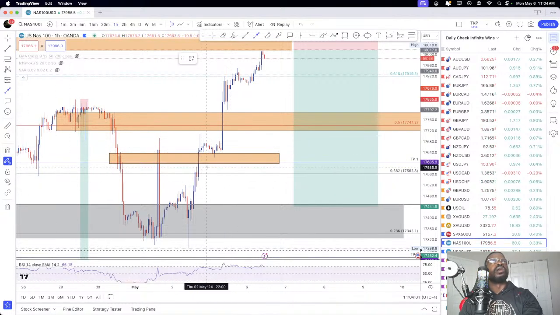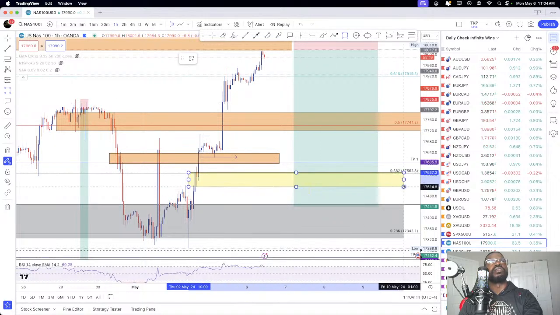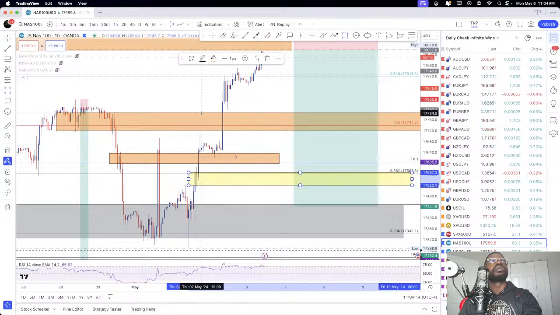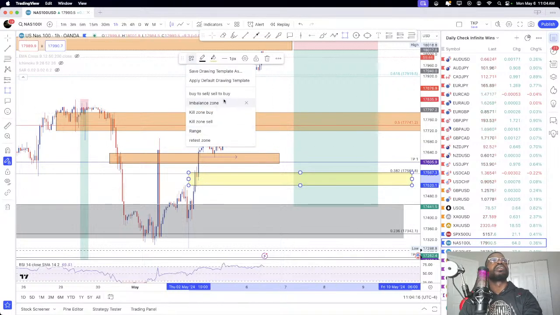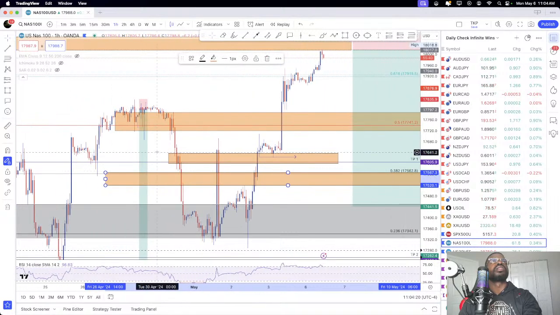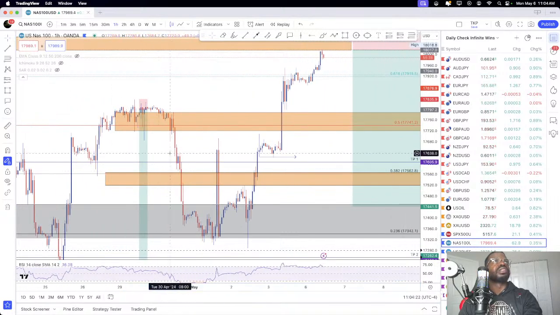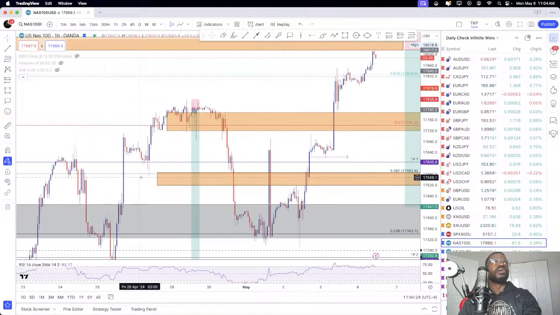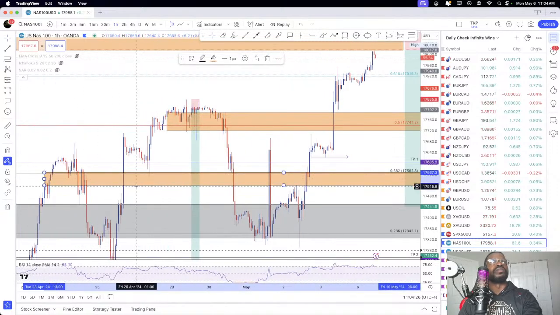We got these lows. Price creating relatively equal lows on NASDAQ 100, so we could see a retest of this structural level. Yeah, we got a lot of rejections right here if you look back.